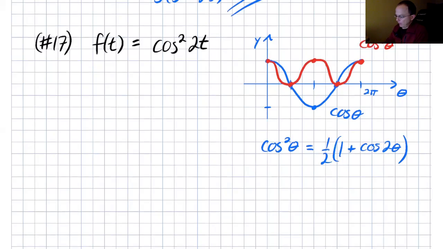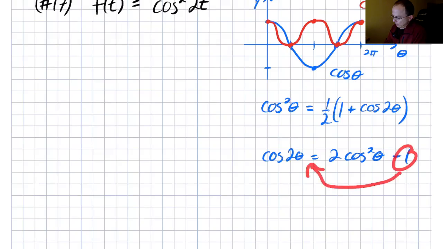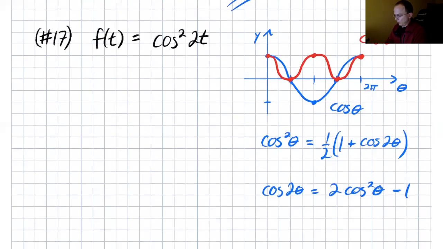Okay, yeah, I found it. So I found there's an identity here that says cosine 2 theta is equal to 2 times cosine squared theta minus 1. So if you rearrange the terms here, move this 1 over here, and then divide by 2, then you'll get precisely this formula. Okay, so let's use this formula here.